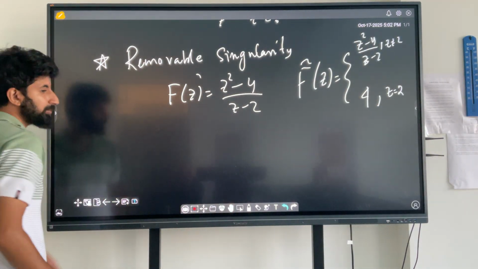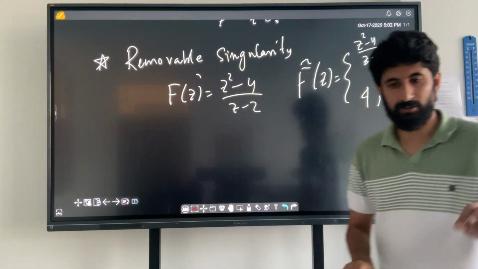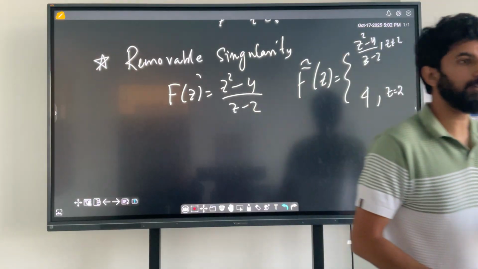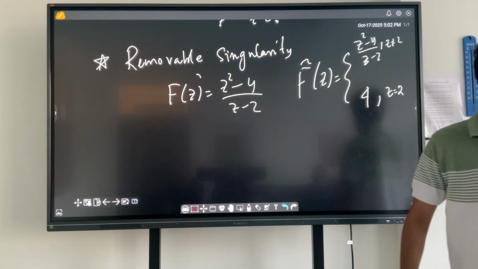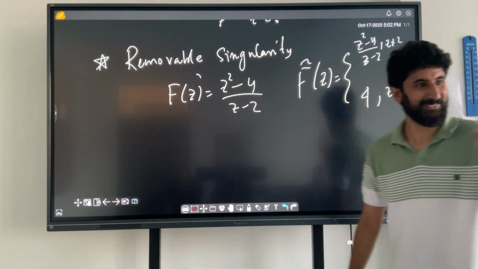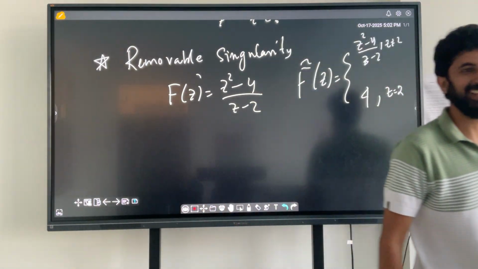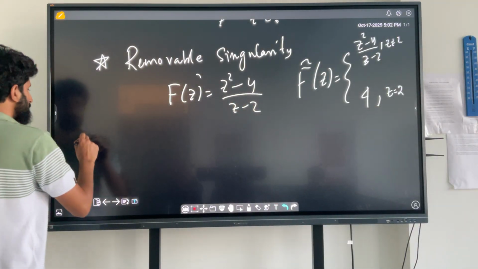So this was what? Isolated singularities: points where the function is not analytic, but in its neighborhood it's analytic. Hence the word isolated.